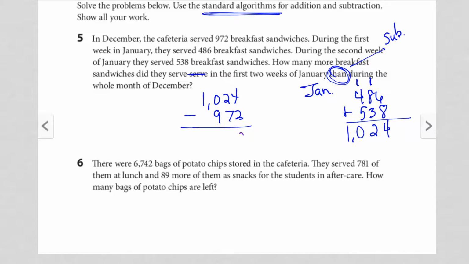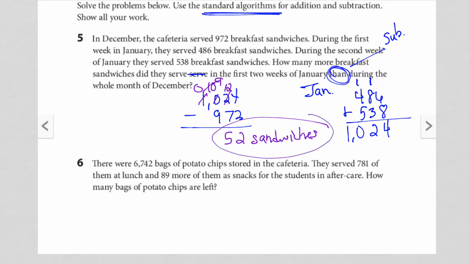So 4 minus 2 is 2. I notice that I have a 2, but I can't take away 7, and I can't borrow from my neighbor. So here's where a lot of kids make mistakes. I'm going to go over and borrow from my thousands, and now I'm going to make that the same as 10 in the hundreds. I need to cross out and take one of those tens away, and make it over here. So now I can do 12 minus 7 is 5, 9 minus 9 is 0. So how many more breakfast sandwiches? The answer is 52 sandwiches. Please make sure we have that unit on there as well. On test time, if we don't have our unit, we're going to lose points.